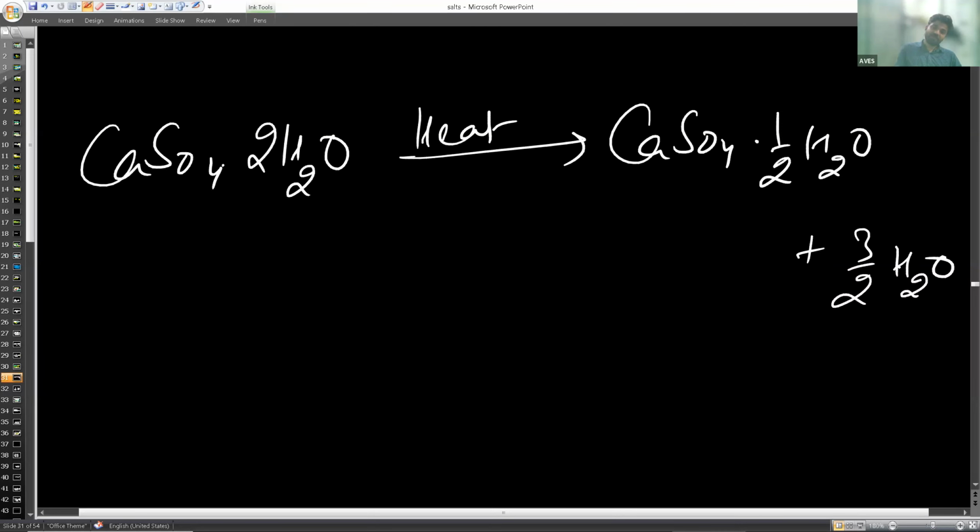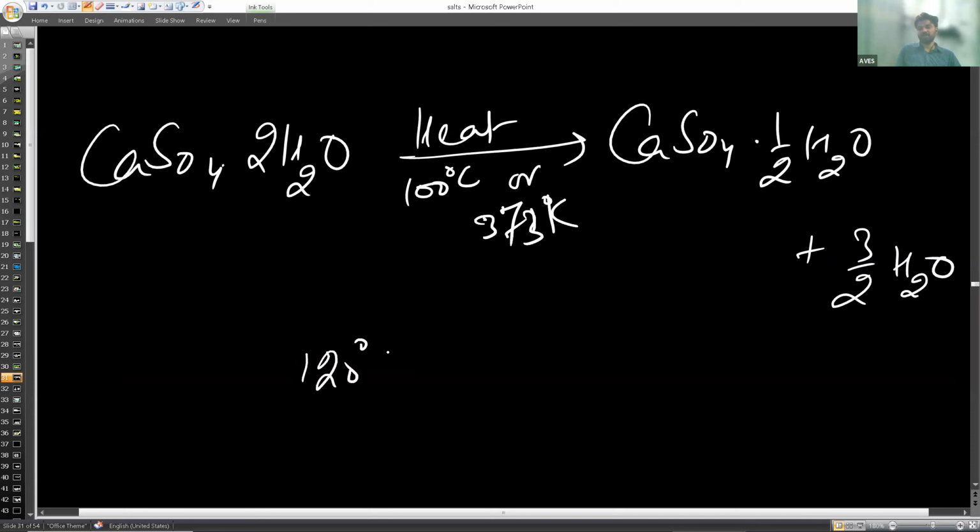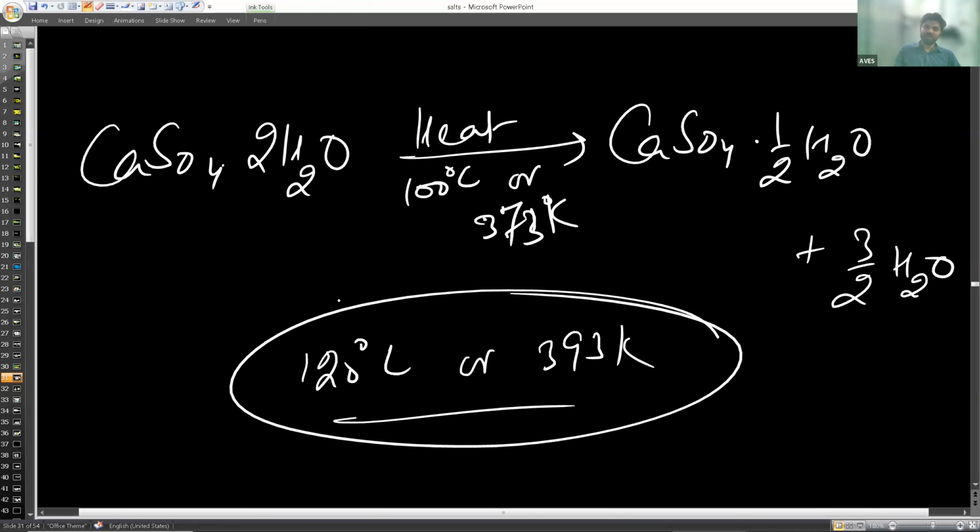But this is done with controlled heating, at 100 degrees Celsius or 373 Kelvin. It is according to the NCERT, 373 Kelvin. But in many books, it is written as 120 degrees Celsius or 393 Kelvin. This is the actual temperature, but we need to follow the NCERT. That's why we'll write 100 degrees.